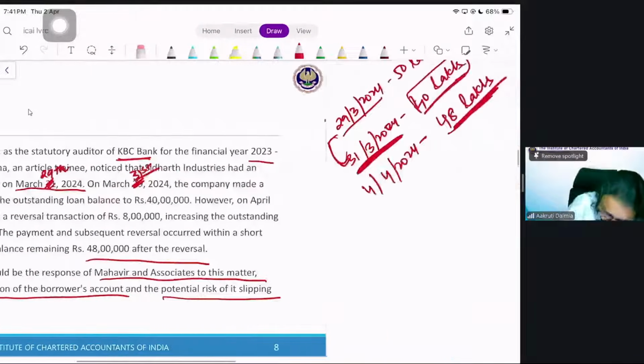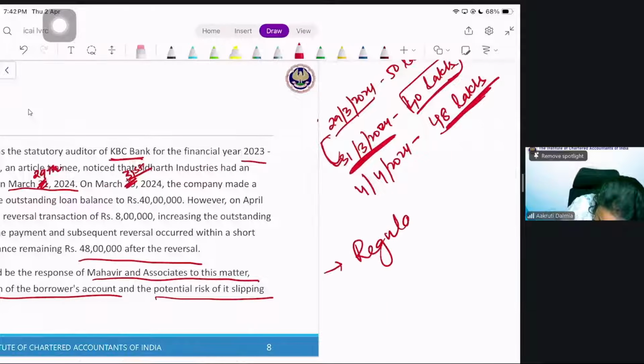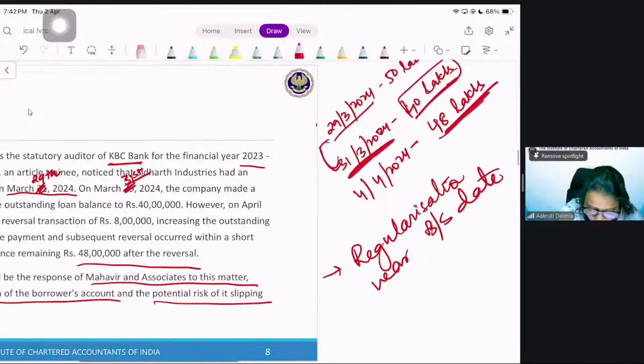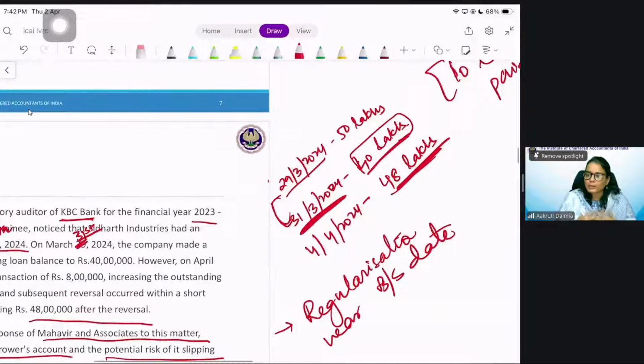Firstly, this is on the topic of regularization near balance sheet date. So many times this is actually a very practical thing that happens in real life also, that there might be window dressing. What happens in this? Just on the balance sheet date, they will do some transactions 2-3 days before or 10 days before and bring the balances in order, and then within the next 1 week the transactions are reversed, and as an auditor we have to report on that.